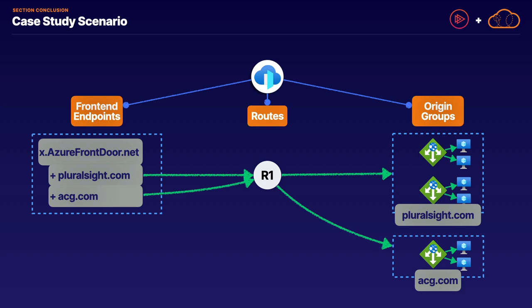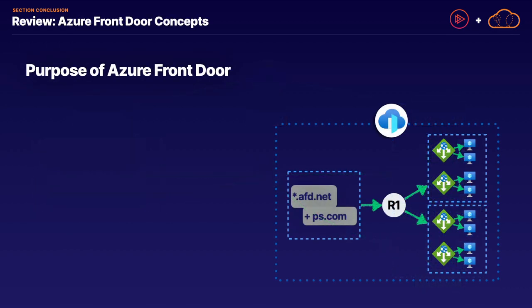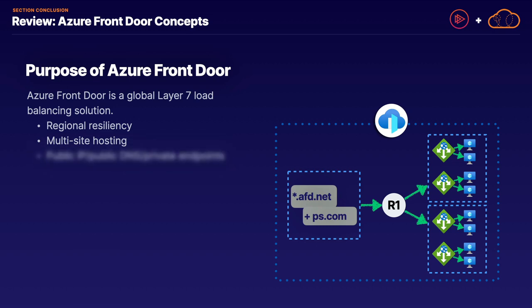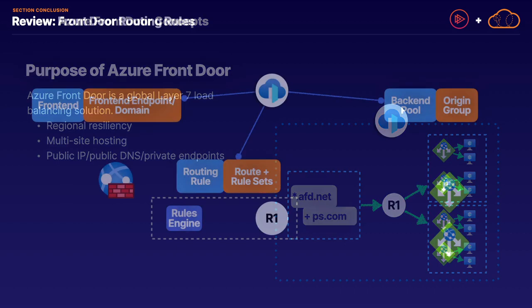Now we'll use this to review the purpose of Azure Front Door here. As we talked about, Azure Front Door is a global Layer 7 load balancing solution that provides us that regional resiliency or regional redundancy for load balancing web solutions across multiple regions inside of the Azure cloud, and provides us the capabilities to also host multiple sites behind that Azure Front Door in the same way we would do with Application Gateway. Now, we also have multiple options for what we can host behind these Azure Front Doors. We have those public IPs, those public DNS names, and we have private endpoints.